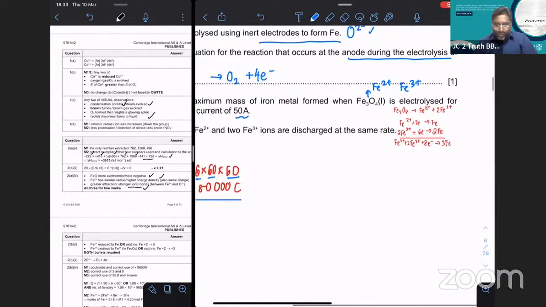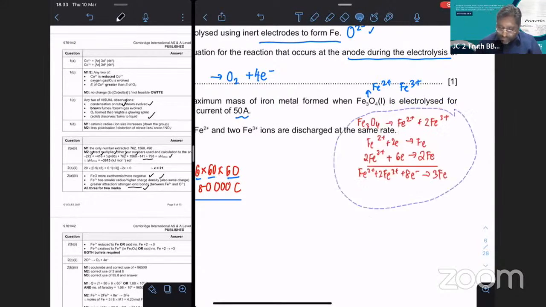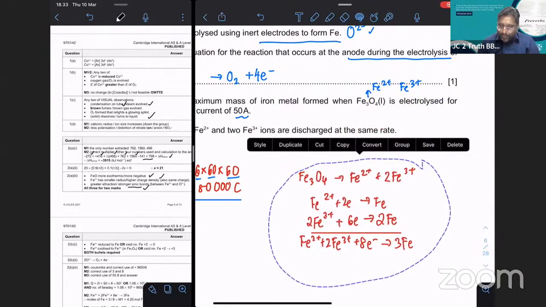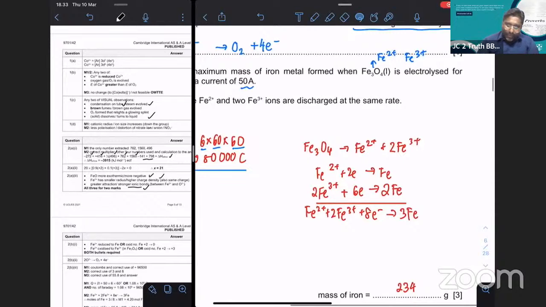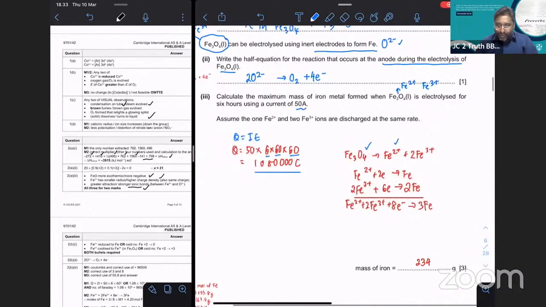Now, they have mentioned, so rather than writing it again, I'll just make it bigger. This is going to be very important. We know that they mentioned Fe3O4 contains 1 Fe2+ and 2 Fe3+. Ignore the O4. Once you have this, we can write them down in terms of half equations. Then we can combine them.